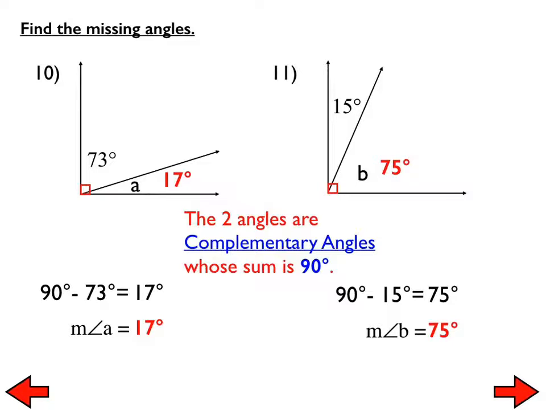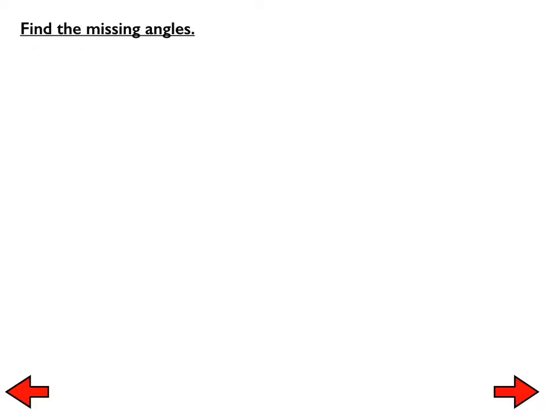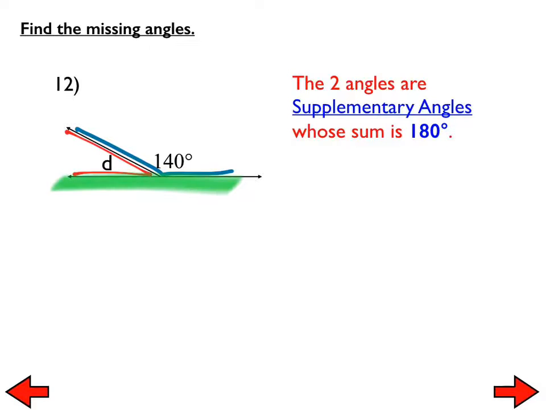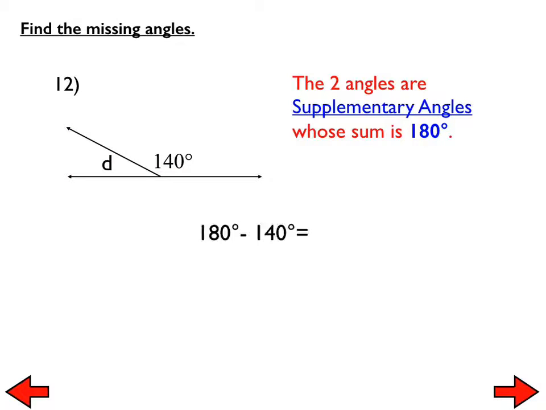Questions about these? Okay, let's do the next set. Number 12, these are supplementary angles because D plus 140 makes this straight angle, which is 180 degrees. So if the whole thing's 180, part of it's 140, what would the other part be? 40, you would subtract. 180 minus 140 is 40. So you would write supplementary and then measure of angle D equals 40 degrees.